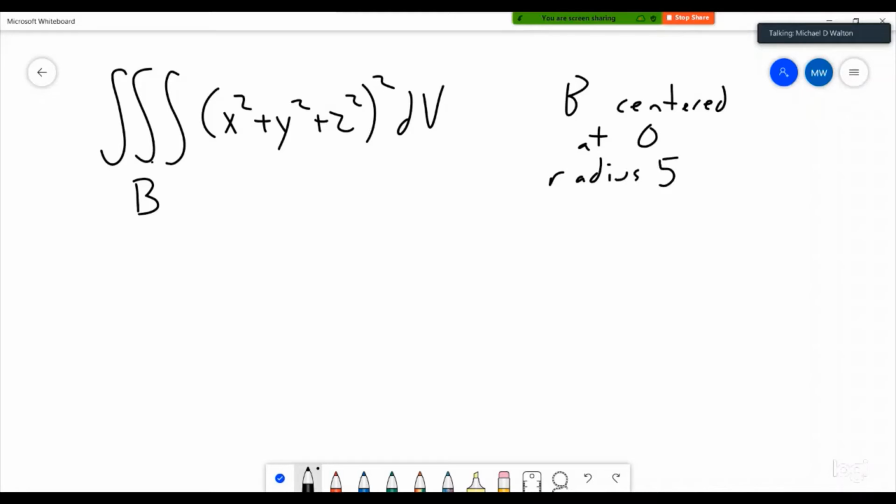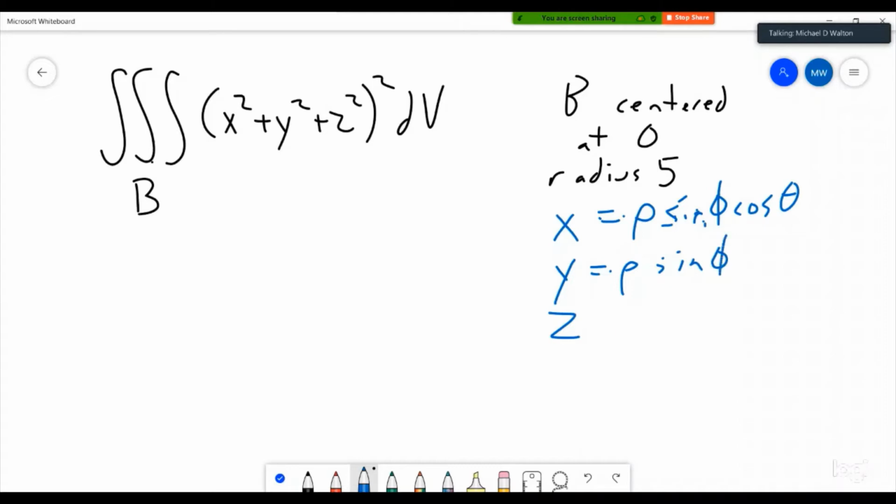Okay, perfect. So if we want to integrate this over spherical coordinates, we first need to make our substitutions for x, y, and z. So x is going to be rho sine phi sine theta, I think. Let me just pull that up and double check. Oh, this is rho sine phi cosine theta. Sorry, got that one backwards. Y is rho sine phi sine theta. And then z is rho cosine phi.